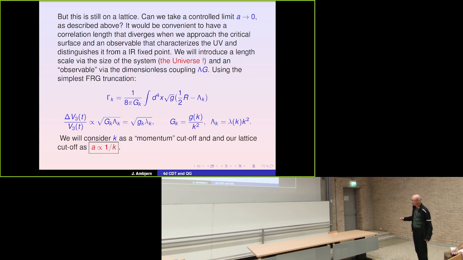that the fluctuations of V3 in the spatial slice divided by V3 go like the square root of this, and if you use these dimensionless coupling constants, it goes like this, where this k is the scale. This is the momentum cutoff. I know that functional renormalization group people will not call it momentum cutoff, but still it's running: when it goes to infinity, this is the ultraviolet, and when it goes to 0, this is the infrared. So I will just call it momentum cutoff and identify it with our diffeomorphism invariant lattice cutoff in the following way.